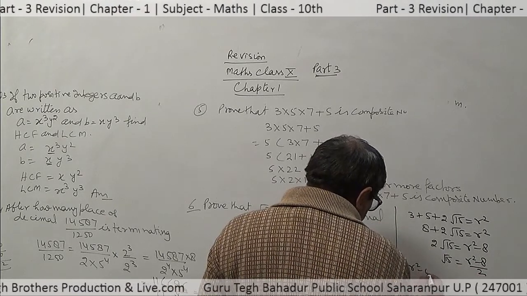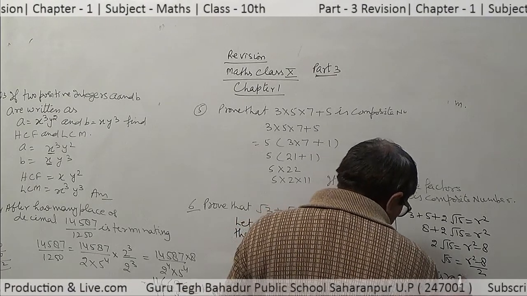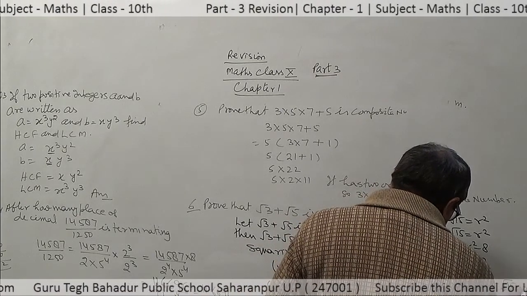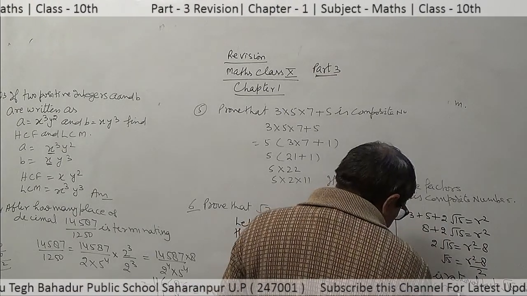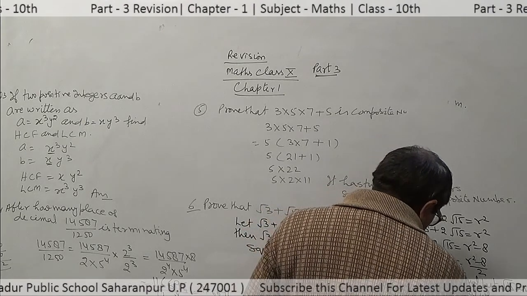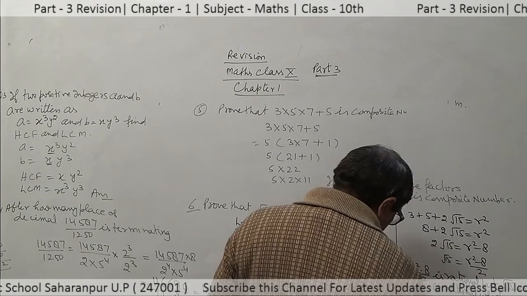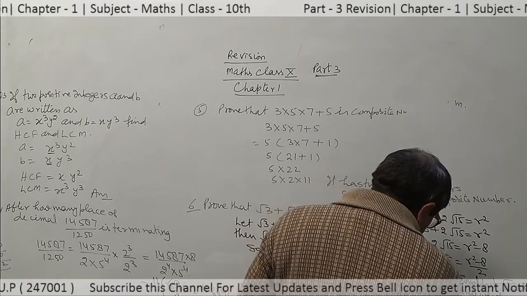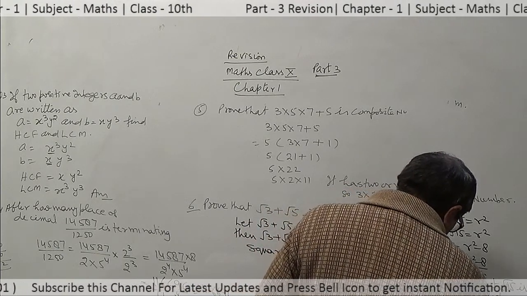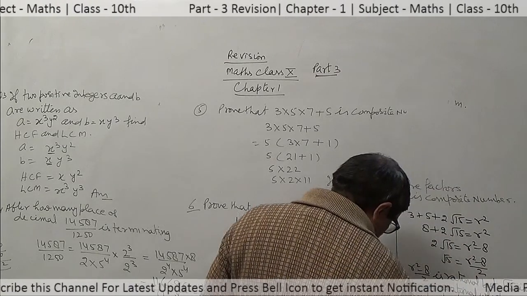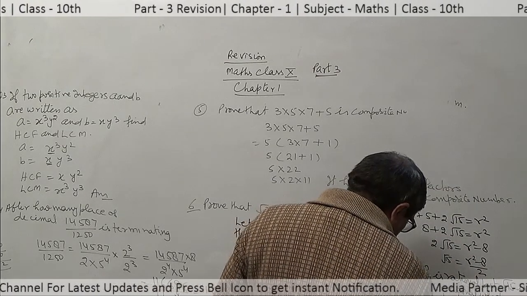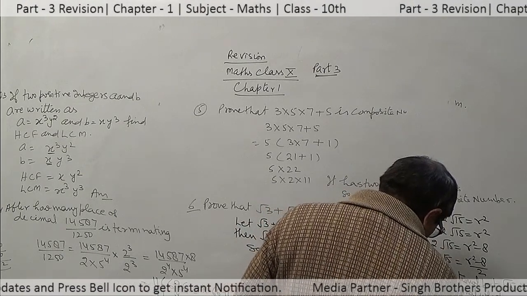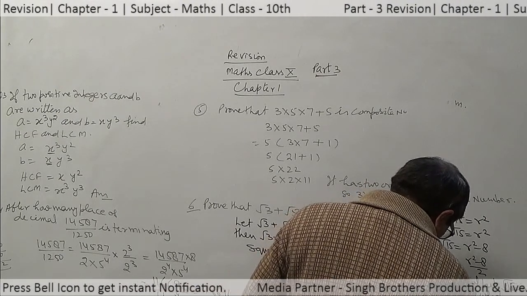So r square minus 8 upon 2 is rational, but root 15 is irrational, which is a contradiction. Our supposition is wrong. Therefore, root 3 plus root 5 is irrational. हाँ जी.